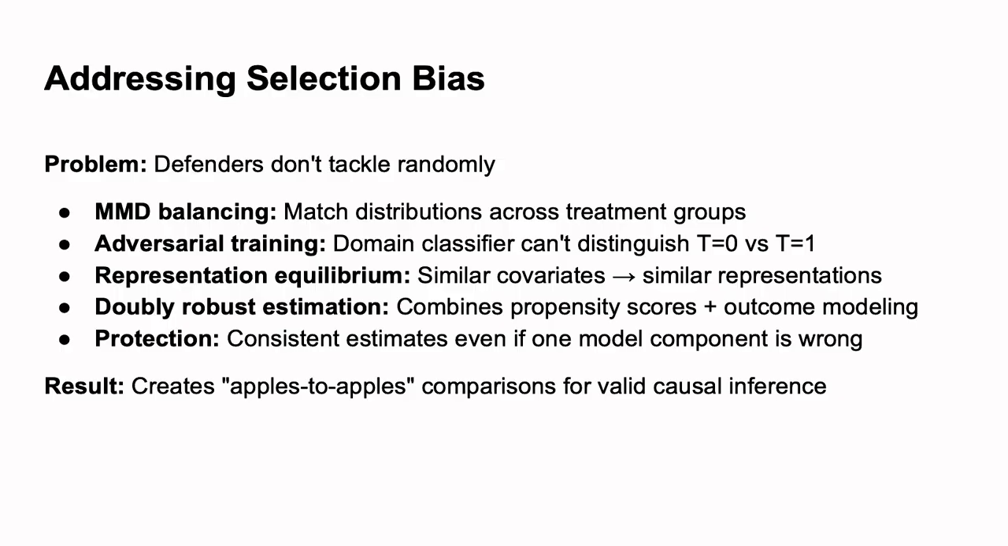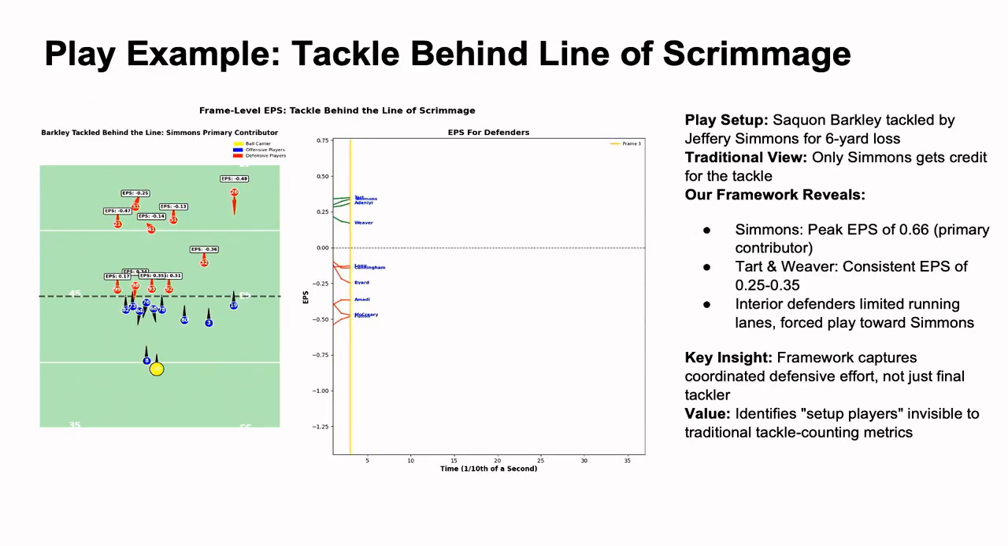We use doubly robust estimation, which combines propensity scores and outcome modeling, and only requires one of the two models to be correctly specified to be able to identify the causal effect. This helps provide consistent estimates even if only one is wrong, and helps to create a more apples-to-apples comparison for valid causal inference.